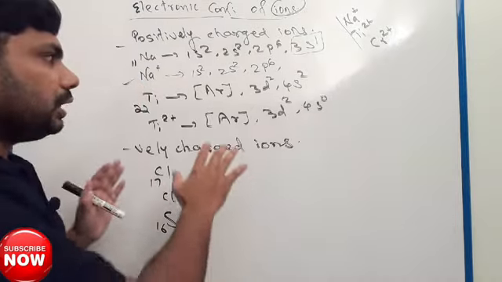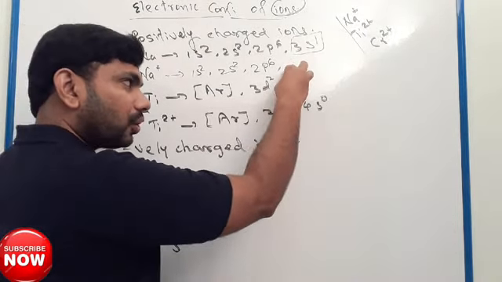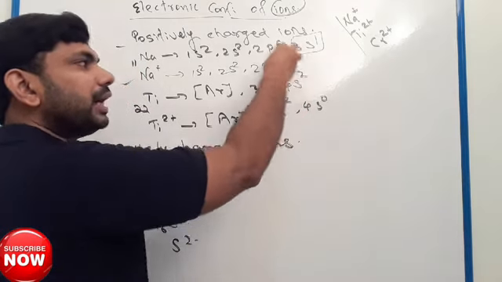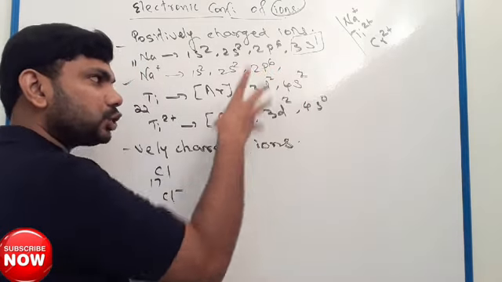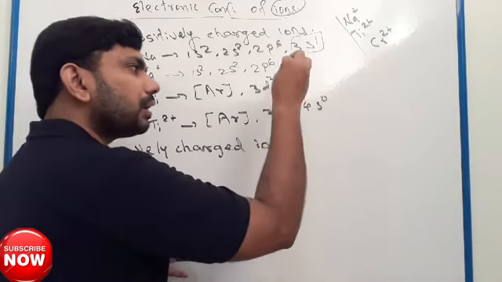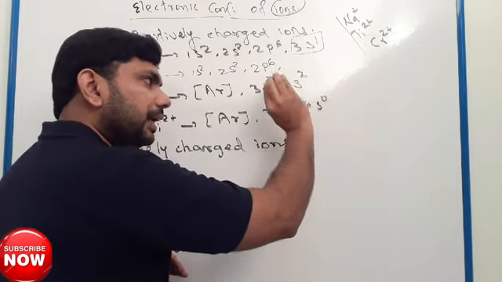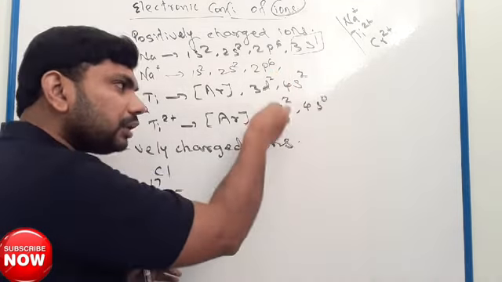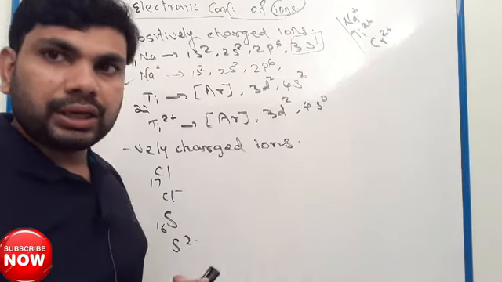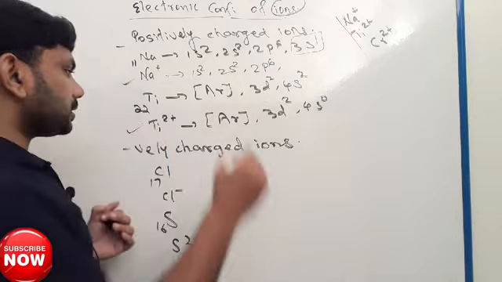Clear? Here, during filling electrons, first we will fill electron in 4s2, then only we will fill 3d2. When you are removing electrons, you also have to remove electrons first from 4s. After completely removing from 4s, then only you can remove electrons from 3d. Clear? So this is titanium 2+.